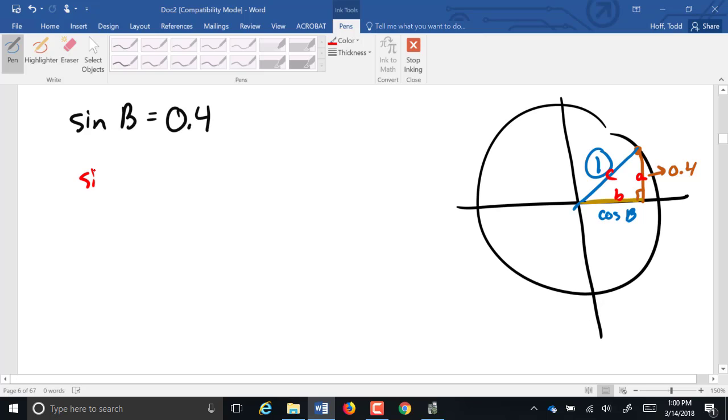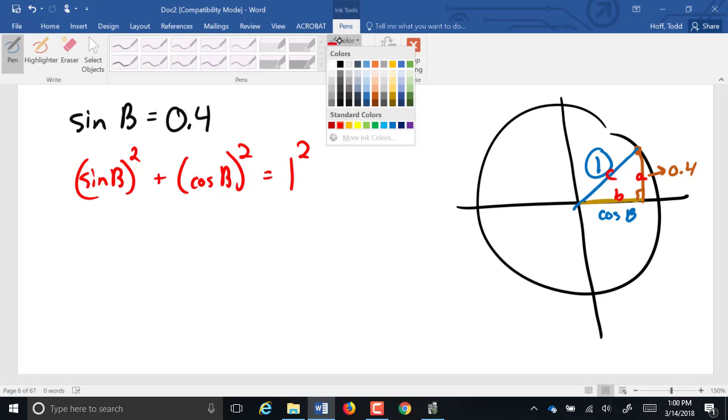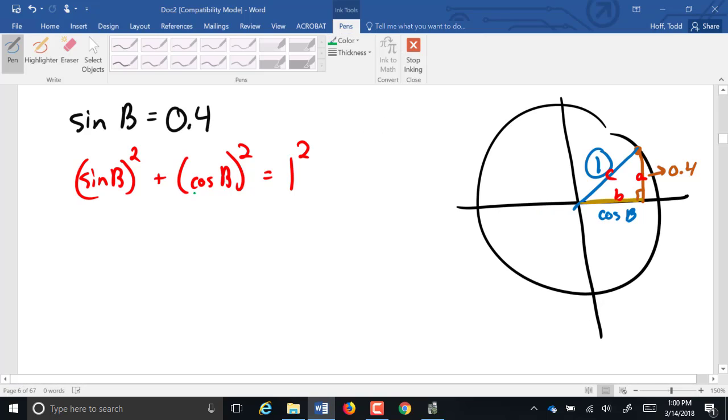The sine of angle B squared plus the cosine of angle B squared equals 1 squared. Well, what's 1 squared? 1. So that's pretty simple. So if I want to solve this for the cosine, I subtract the sine.